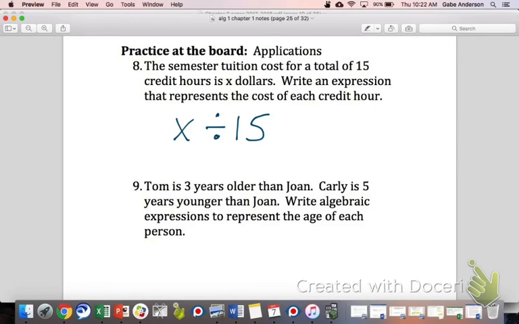Hey guys, listen up. Before we get too far in here, let's say that Joan's age is J. So if Joan's age is J, let's write an expression for Tom and Carly. T for Tom, C for Carly. Which one is which?